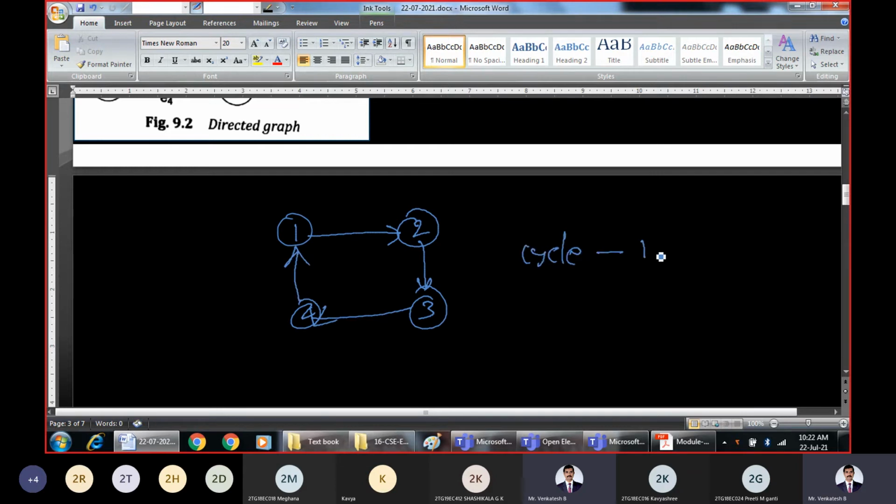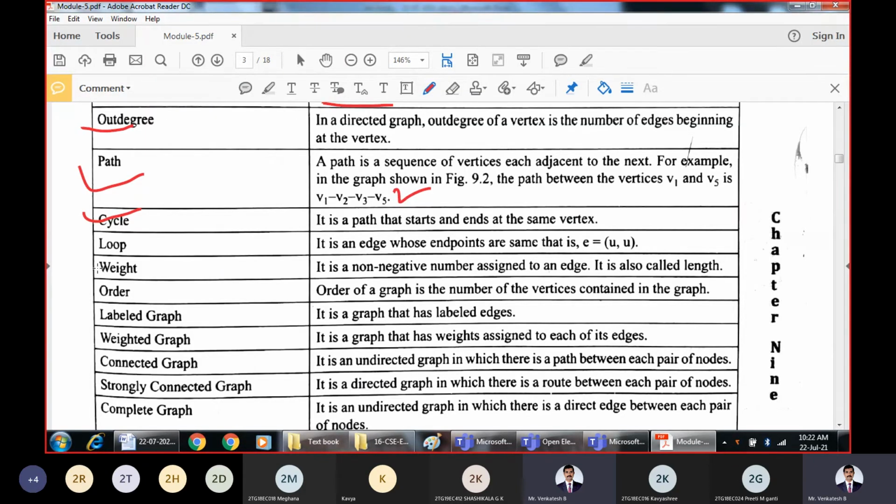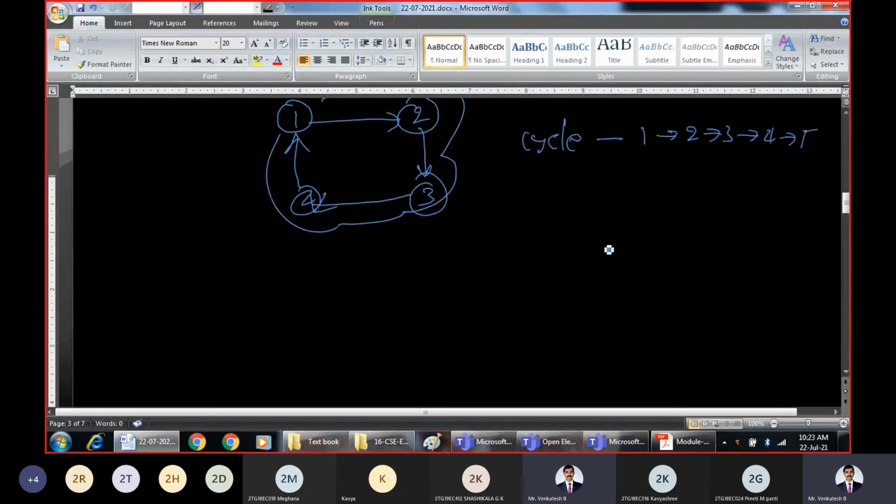Another example of a cycle is 1 to 2, 2 to 3, 3 to 4 and 4 to 5. So if it starts and ends at the same vertex, it is called a cycle. That is also a path, but it starts and ends at the same vertex. Loop, as the name itself says, is an edge whose endpoints are the same. That is, it starts and ends at the same node. That is called a loop.